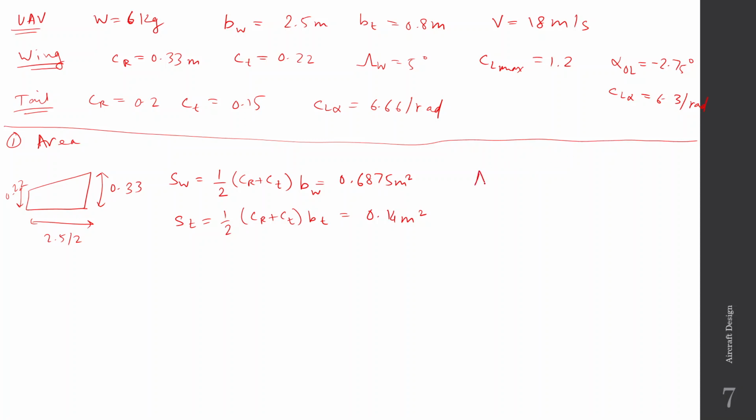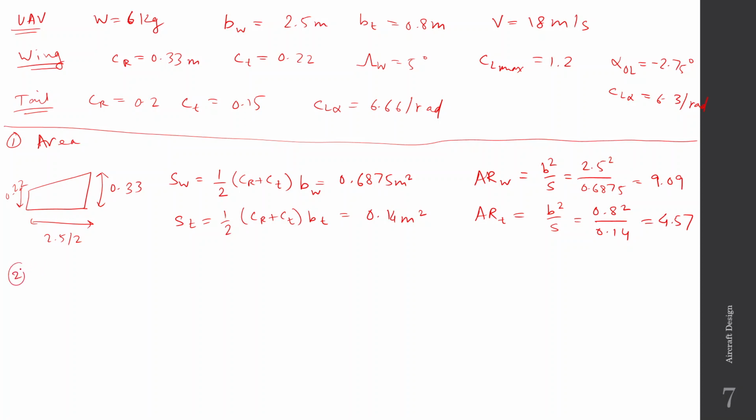Then you can find out the aspect ratio. Aspect ratio of the wing will be b square by S. So this is 2.5 square by 0.6875, which is 9.09. And aspect ratio of the tail will again be b square by S, but for the tail: 0.8 square by 0.14, which is 4.57. So this was the area and aspect ratio.